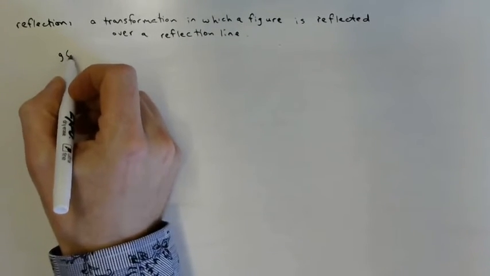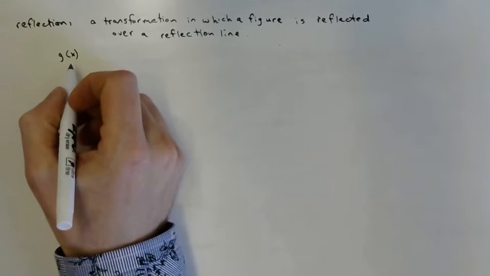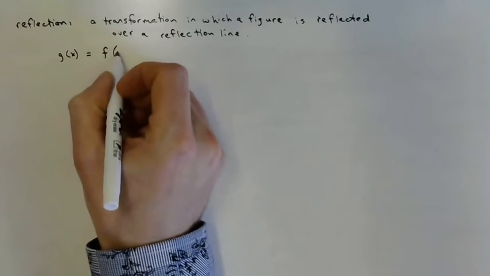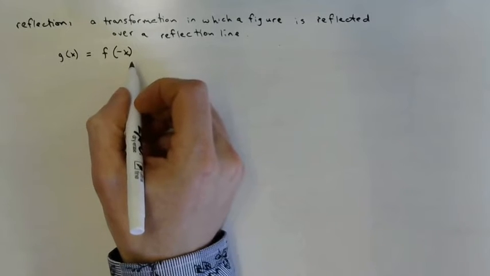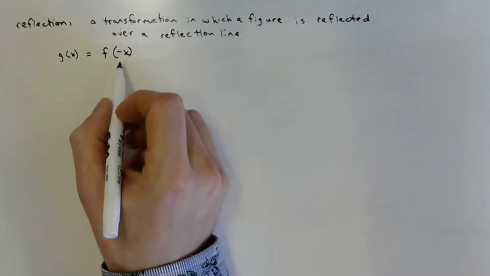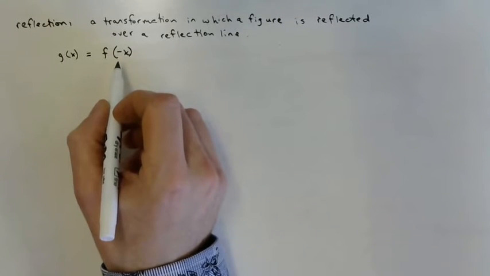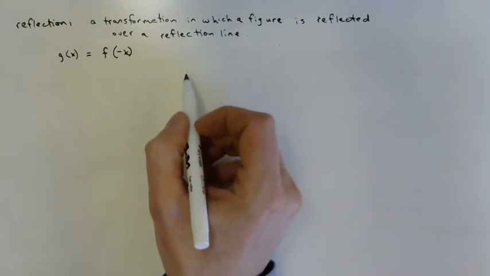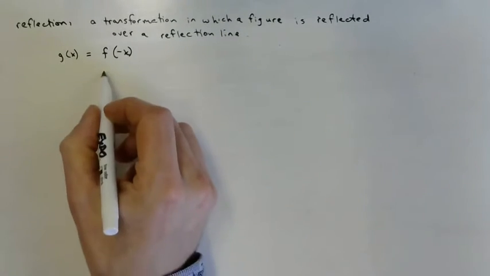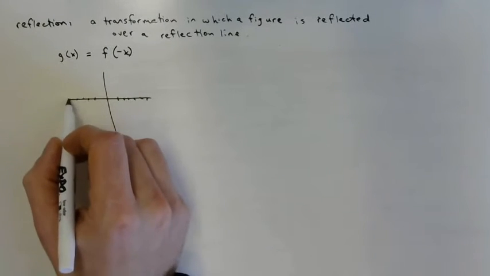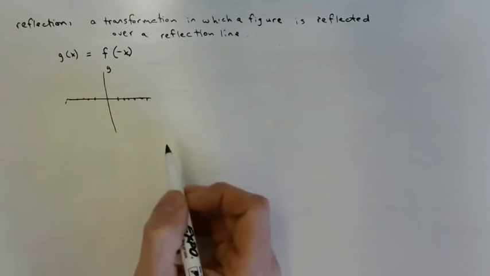So let's take function notation, g of x is equal to f of negative x. Now, what does this mean? This means anywhere I see an x, I'm going to put in negative x instead. So any x coordinate of a point is going to become the opposite. Instead of positive, it's going to be negative. Instead of negative, it's going to be positive. If I take all of my x values and make them negative x values, which line am I reflecting over? The y-axis.